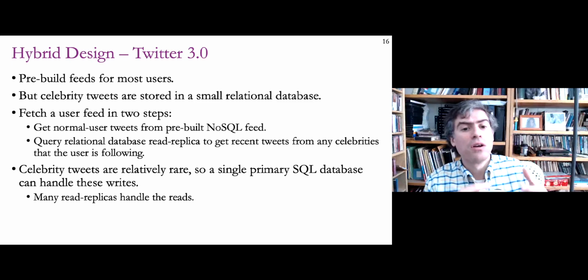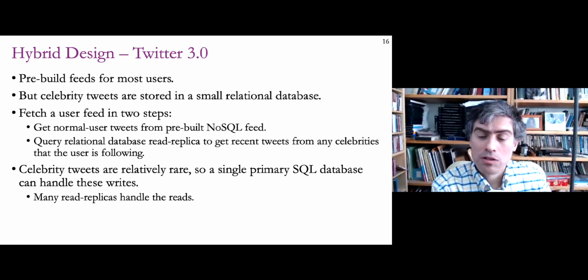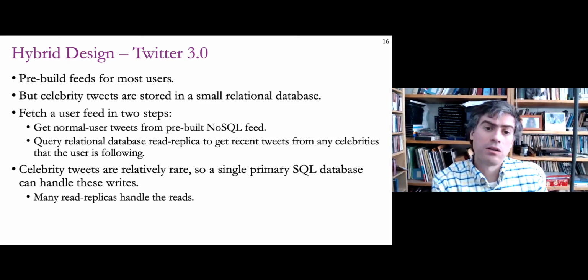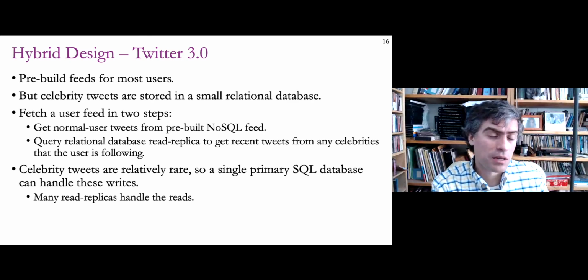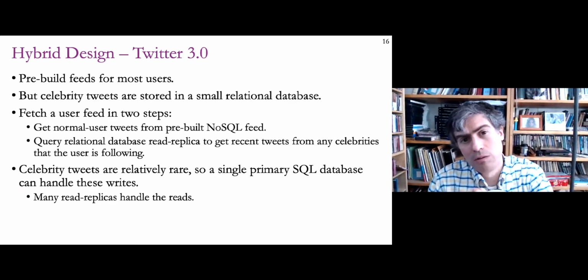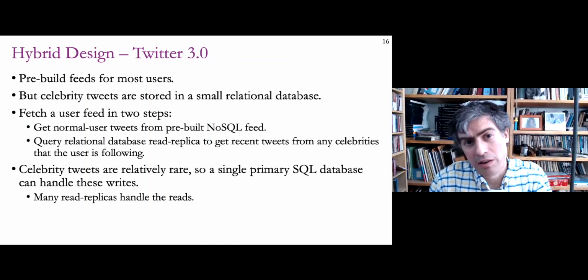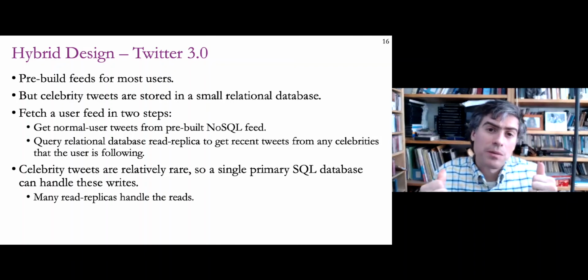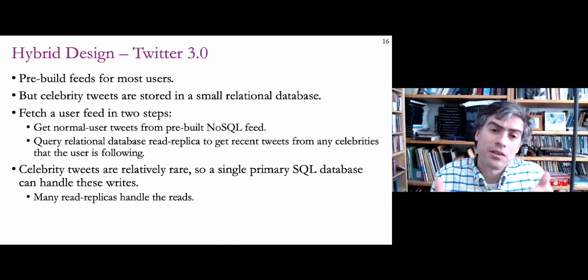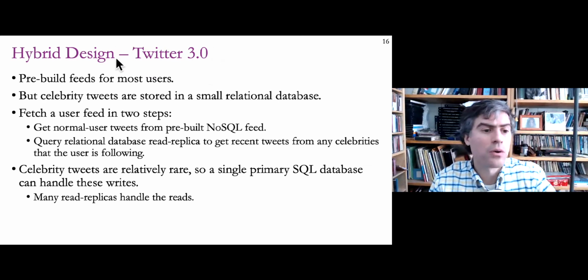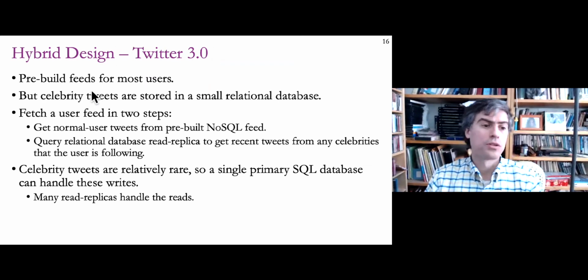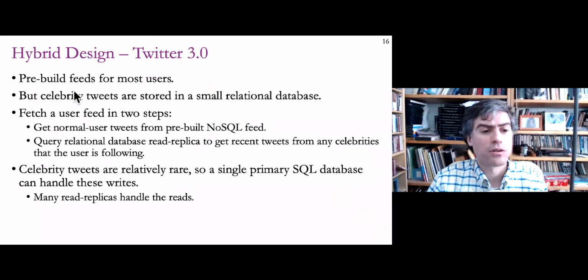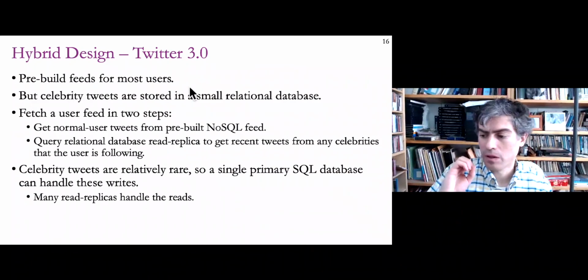So actually, the original design works really well to handle both the reads and writes of celebrity data. The new design works well for everyone else, for people without a lot of followers. And you can use them, but there's nothing to say that you can't use them together at the same time. And that's what Twitter actually does. The simplified version of Twitter, which I'm calling Twitter 3.0, will do both. So if you don't have a lot of followers, your tweets will go straight to the NoSQL database.